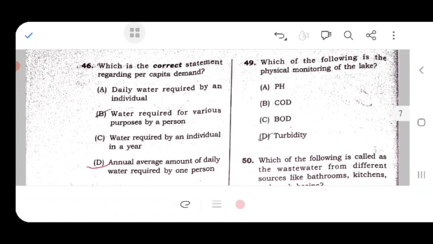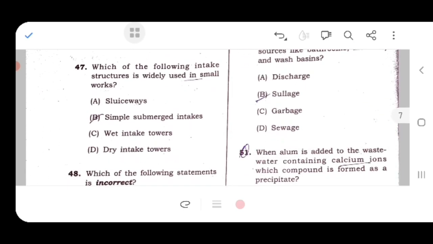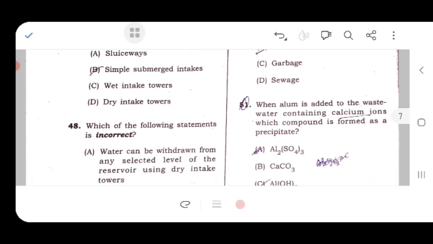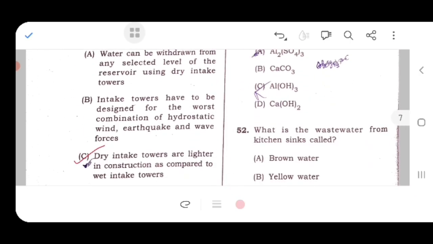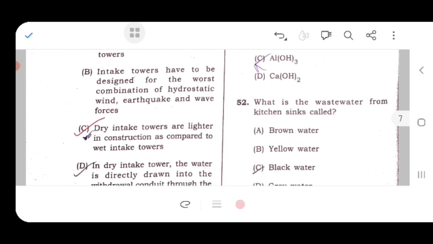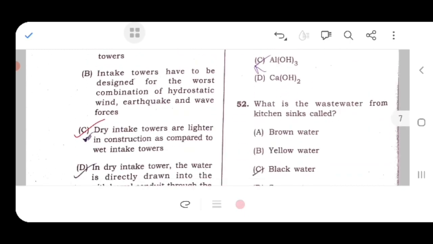Which is the correct statement regarding the per capita demand, that is annual average amount of daily water required by a person? Which of the following intake structure is widely used in small work? Simple submerged intake. Which of the following statement is incorrect? Dry intake towers are lighter in construction as compared to wet intake towers. That is the incorrect statement.